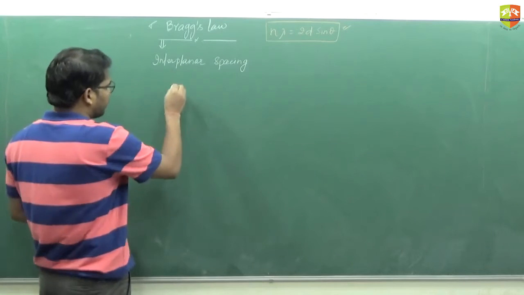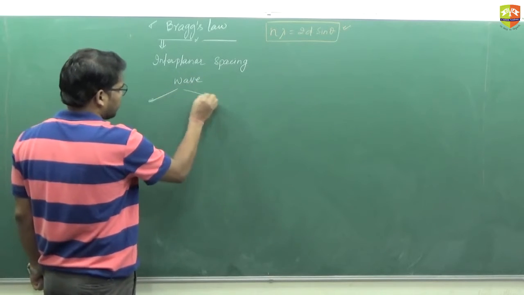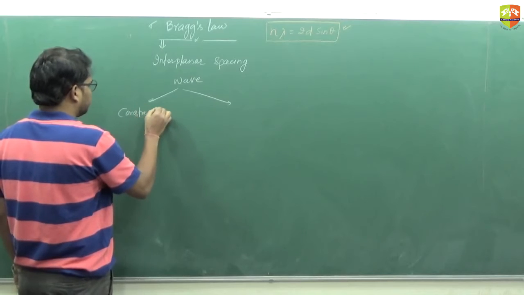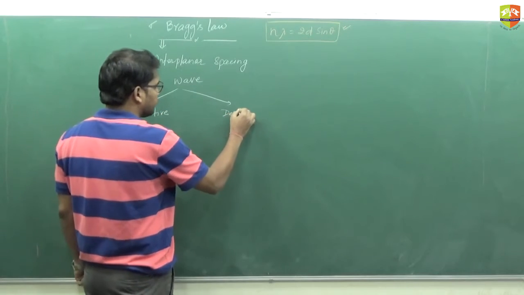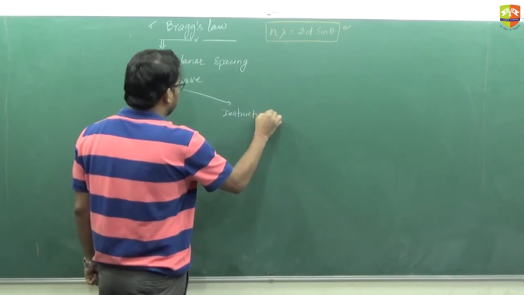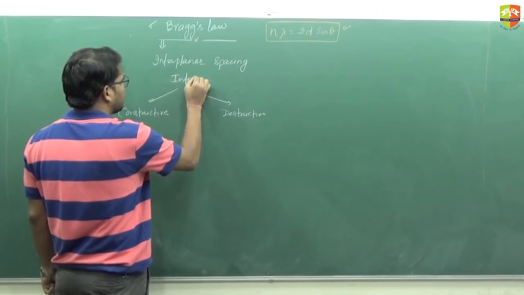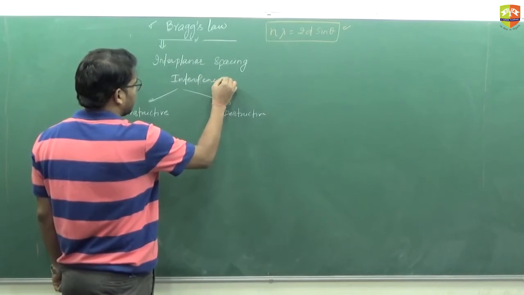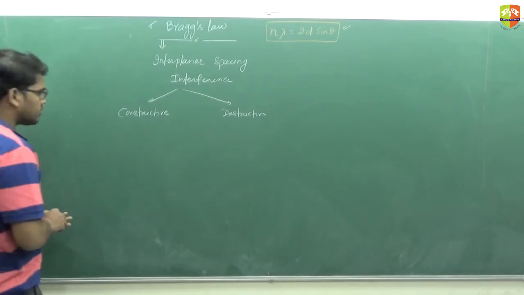So first of all, to understand this, we have to understand two properties of wave: constructive and destructive interference. Interference is a property of wave, and it has two types, constructive and destructive interference. What is constructive interference?